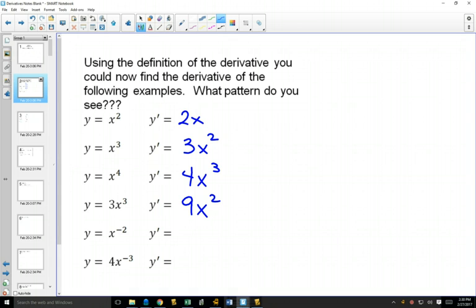X to the negative 2, that's like 1 over x squared, becomes negative 2x to the negative 3. And 4x to the negative 3 becomes negative 12x to the negative 4. So can we see a pattern? What's happening?